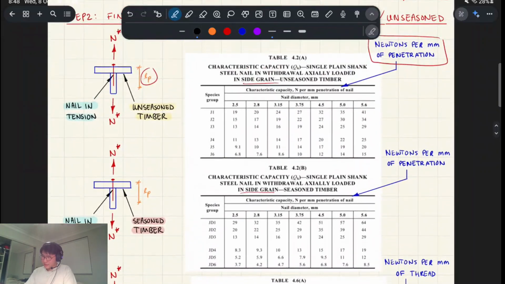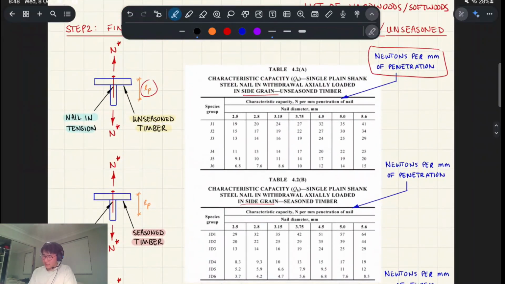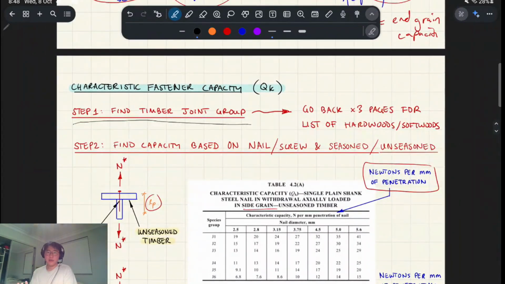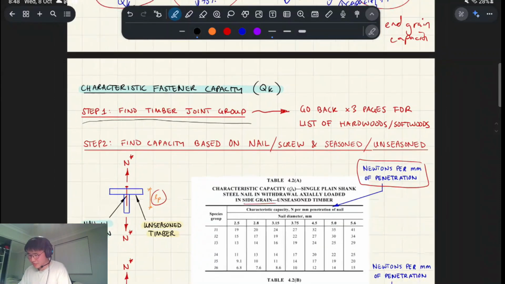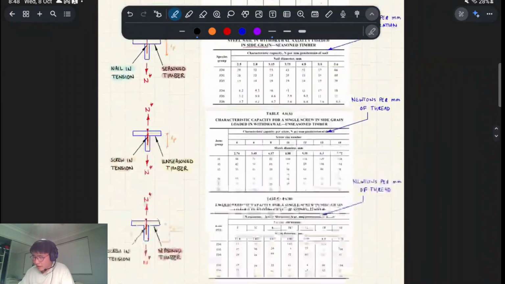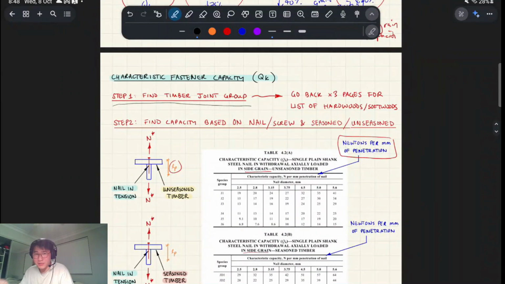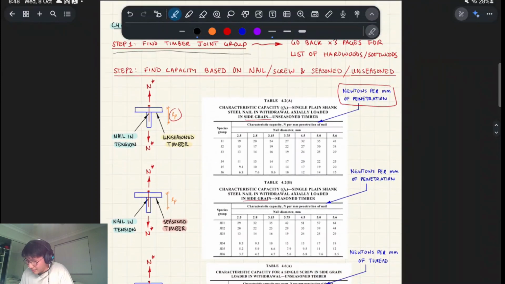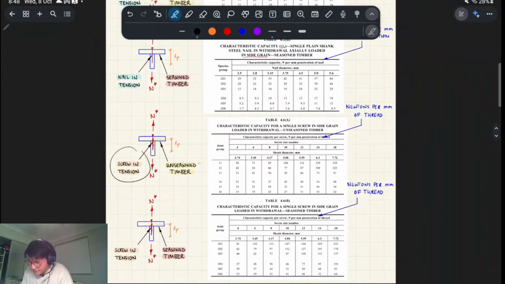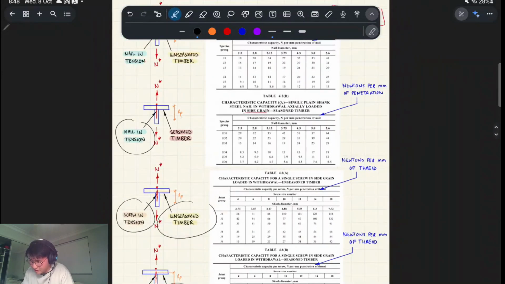Similarly organized as the previous table, you've got, oh well, sorry. Step 1, you can go back a few pages. I made that note that if you're doing this in a midterm or an exam, you can flip back a few pages to find the joint group, because there's a lot of repetition, right? This is the same step 1 as you saw like 3 pages ago. And then step 2, yeah, these tables are new, which is why. You have screw in tension and it's unseasoned, or you have screw in tension and it's seasoned, or you have a nail in tension and it's seasoned, etc.